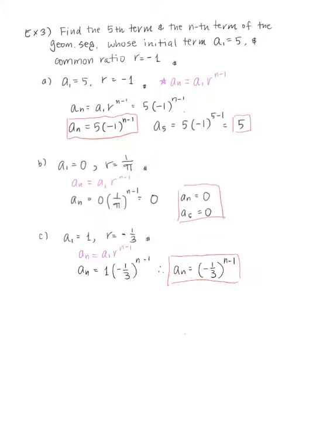And from there, the fifth term is very easy to find. So the fifth term is -1/3 to the 5 minus 1, which is -1/3 to the 4th power. So therefore, a sub 5 is going to be 1 over 81. How are you doing up to here? Hopefully you're understanding it and you're becoming one with the geometric sequence. But let's take a look at another example.